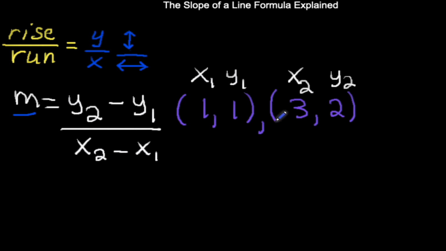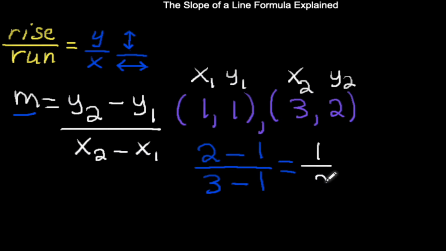So y2 is 2 minus y1 is 1. And that's over x2, which is 3, minus x1, which is 1. So now we can go ahead and simplify. 2 minus 1 is 1 over 3 minus 1, which is 2. So that means our slope is 1/2.